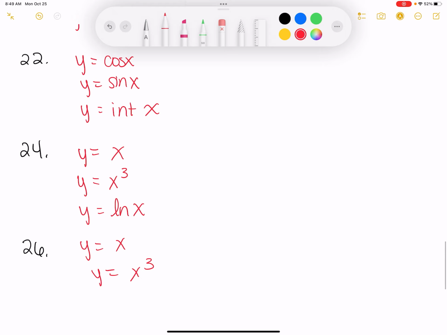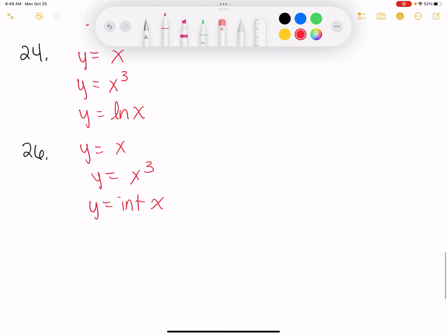The other one's a little bit weird. Would it be 1 over x? No. ln x. As x goes all the way to the left, y is going all the way down. Yes, ln x.